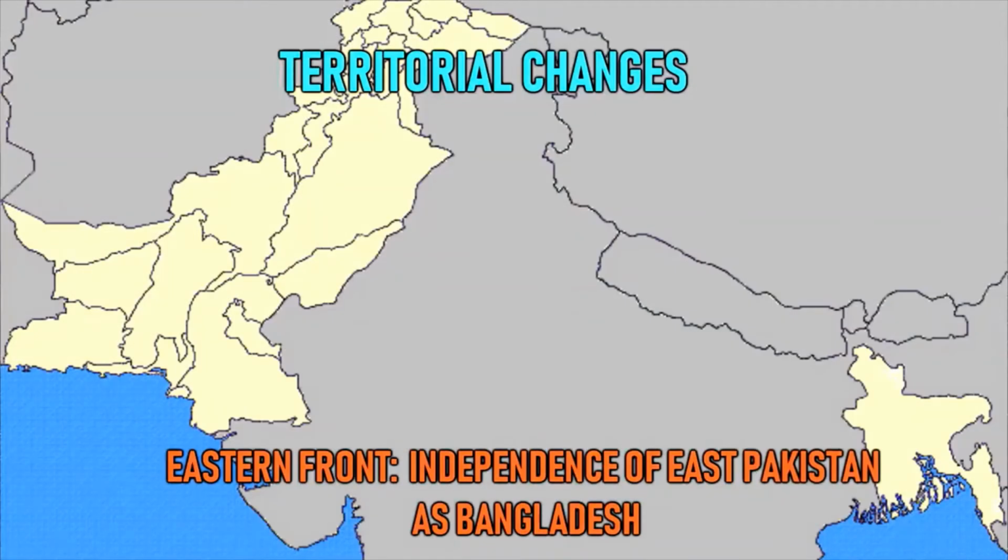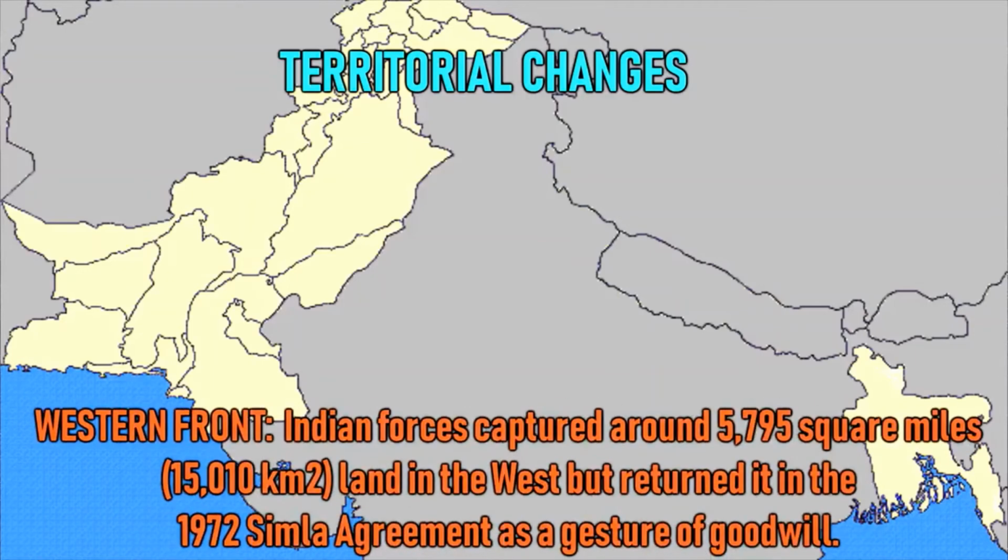Territorial changes. Eastern Front: independence of East Pakistan as Bangladesh. Western Front: Indian forces captured around 5,795 square miles of land in the west, but returned it in the 1972 Simla Agreement as a gesture of goodwill.